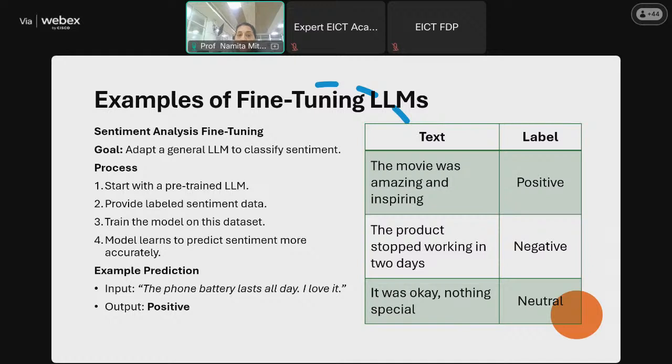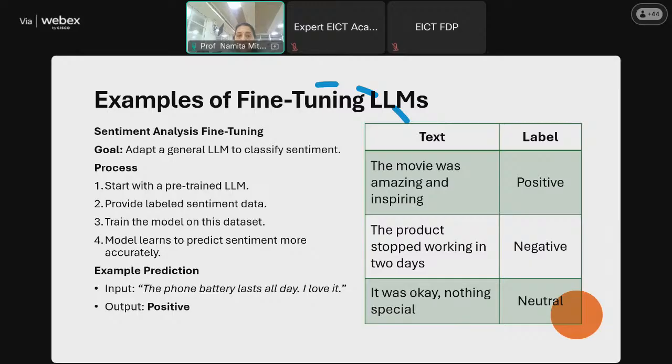So first start with the pre-trained LLM, the generic one. Provide a labeled sentiment dataset for the new task. Train the model. We have to accept that we have to train it again. With this dataset, all the parameters that are already tuned will be used here. So the model learns to predict sentiments more accurately.